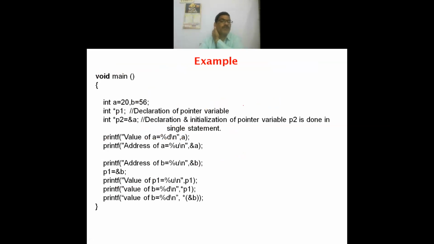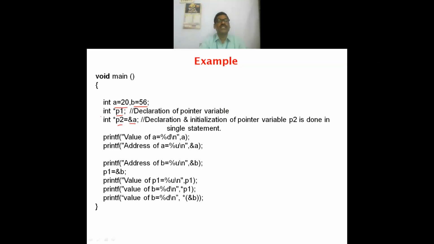This is an example program which shows that we are declaring int a equal to 20 and b equal to 56, and *p1, which is a declaration of a pointer variable, and *p2, which is also a declaration, and here we are initializing the pointer variable p2 with the address of a.